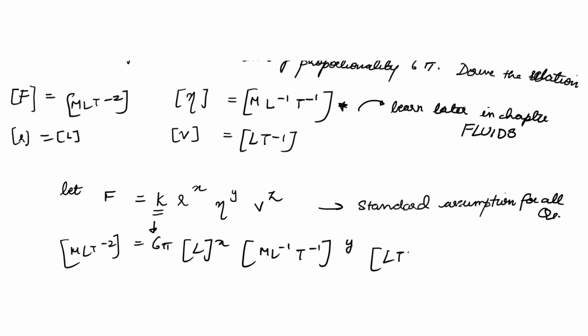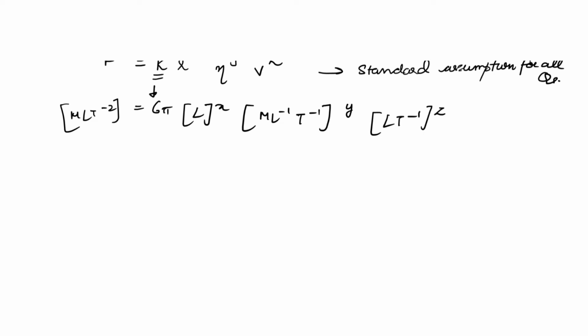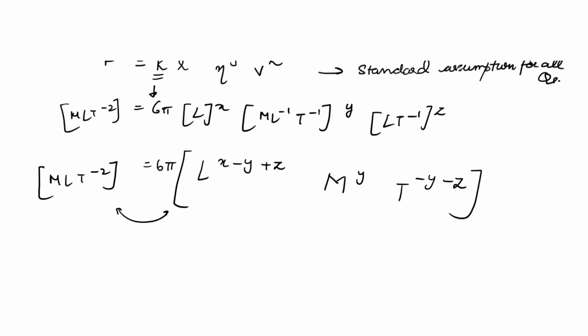Then what should you do? When they are getting multiplied, the powers will get added. So it will become L^(x-y+z) and M^y T^(-y-z). Now equate LHS and RHS. In LHS it is M power 1, so you can equate the powers of M, and y is equal to 1. Similarly equate the powers of L. There is 1 in LHS, so 1 is equal to x minus y plus z. Similarly for powers of T, minus 2 is equal to minus y minus z.